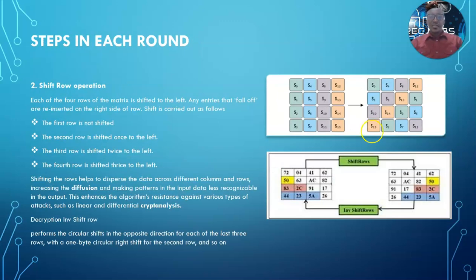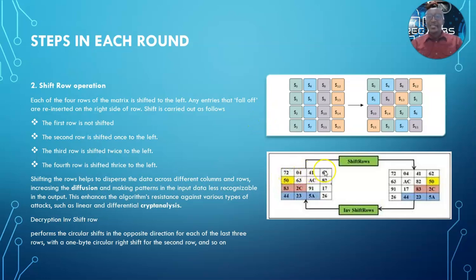So these are the steps. The second step is the shift row operation. Each of the 4 rows of the matrix is shifted to the left. The state that you create from the sub-byte operations undergoes the shift row operation.